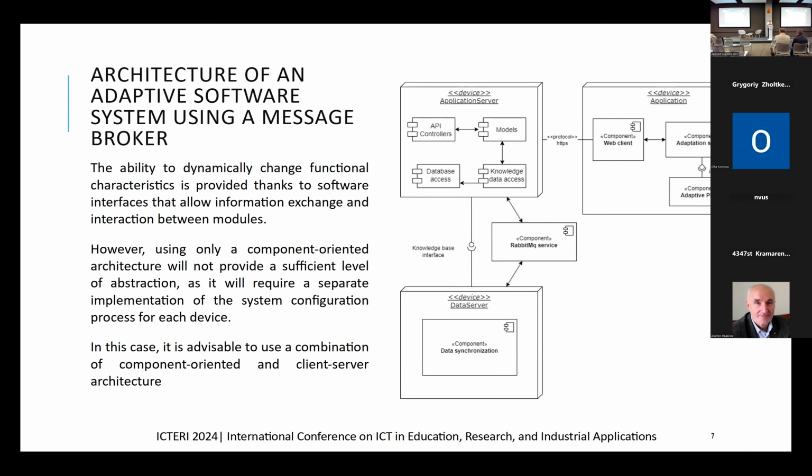So based on this data exchange and the message broker, we propose this kind of architecture, which consists of three layers. The first one, the application service, is connected to the data synchronization layer and data server in two ways. The first is a knowledge base interface, which will allow us to swap the data server if we need another implementation. And we also use a RabbitMQ service, which will specifically direct the messages between the application service and the data server based on the routing key and the routing service.